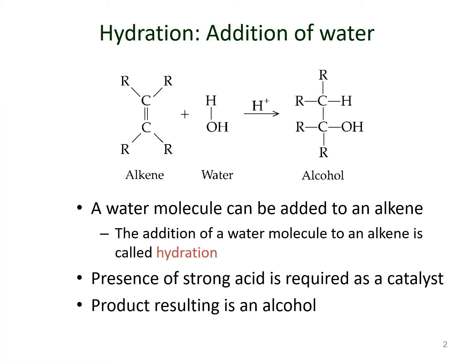So the reactions of the alkenes continue, and this one is hydration, which is the addition of water. A water molecule can be added to an alkene, and such a reaction is called the hydration reaction. Similar to the addition of hydrogen or addition of hydrogen halide, the double bond between the two carbons will be broken into a single bond, and the hydrogen of the water molecule will go to one carbon, and the hydroxyl group, or the OH, will go to the other carbon.